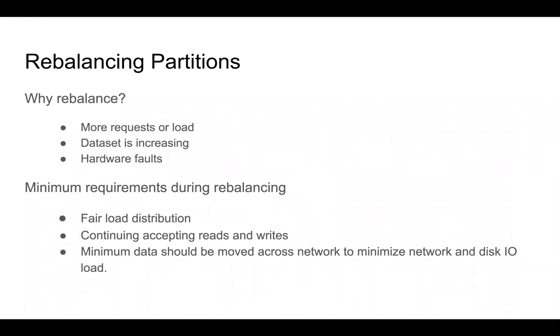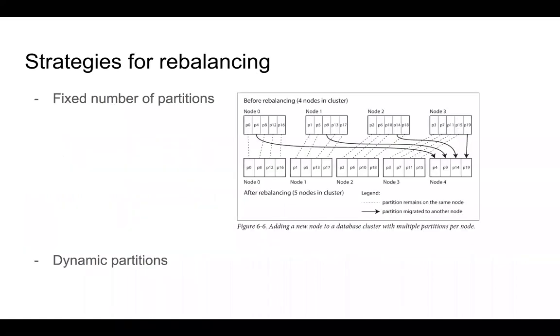And lastly, since we are moving a large amount of data over the network, our requirement is that we should move only the minimum amount of data from any partition, so that it will have less network and disk IO. Those are the minimum requirements during rebalancing.